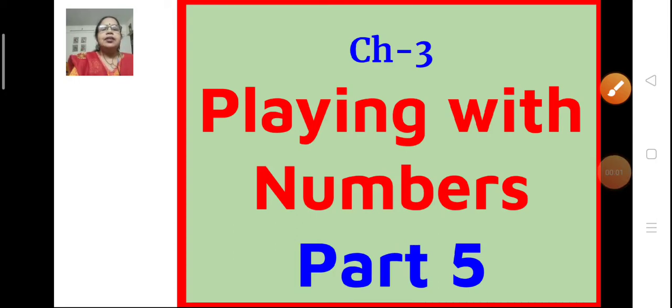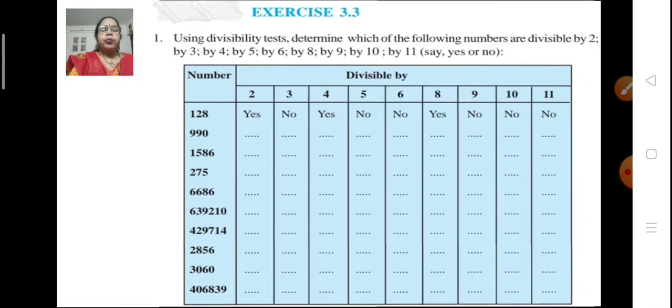Good morning, children. Do you remember how to determine the divisibility of numbers by 2, by 3, by 4, 5, 6, 8, 9, 10 or 11, which we had discussed in the previous session? Based on that, today we are going to solve the problems of exercise 3.3. I hope you all have a pen and notebook in your hands so that you can also solve the problems.